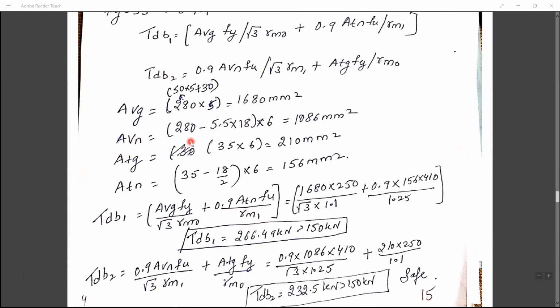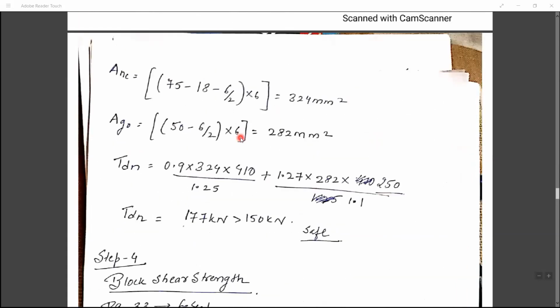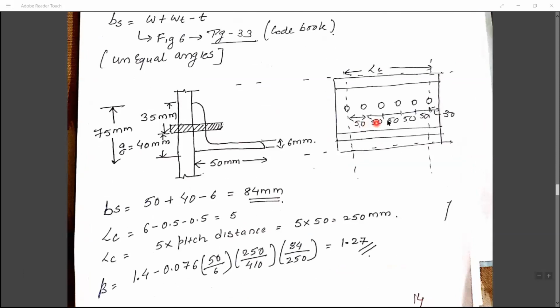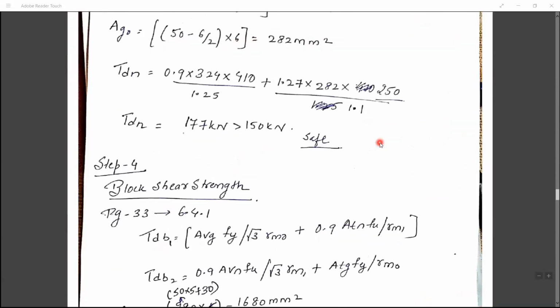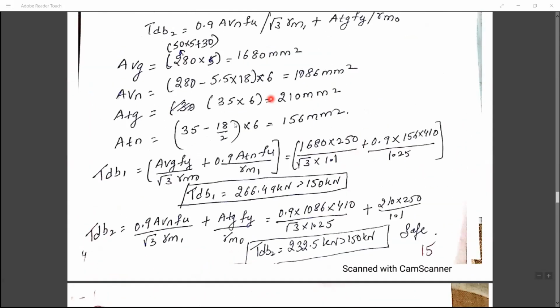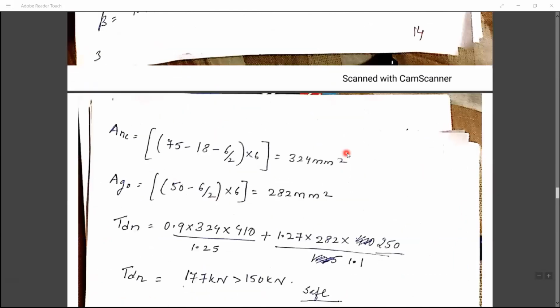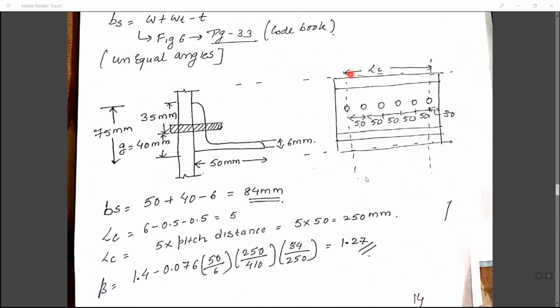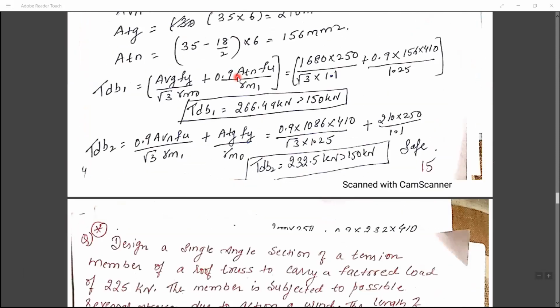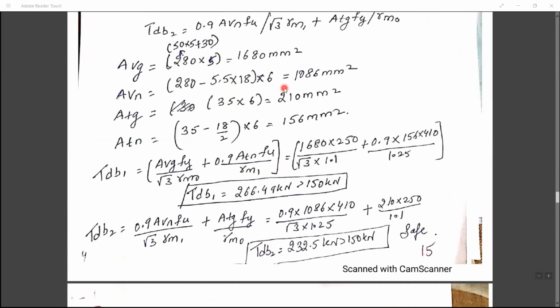Then this Avn is nothing but 280 minus 5.5 into 18. What is our 280? It is 250 plus 50 plus 50 plus 50, and then end distance is 30. So total is 250 plus 30, that is nothing but 280 mm. So that is nothing but our Avn, that is the net cross sectional area, minus 5.5. What we have done, we have considered with respect to this axis only. This axis we have left over after considering the edge distance. So that is why 5 bolts plus half, that is 5.5. So the value will come here, 5.5 into 18, 1086 mm square.